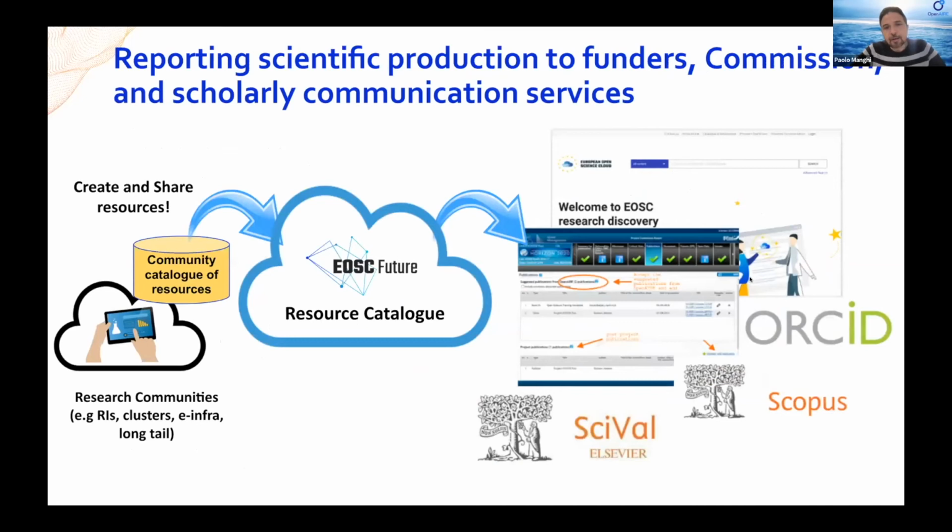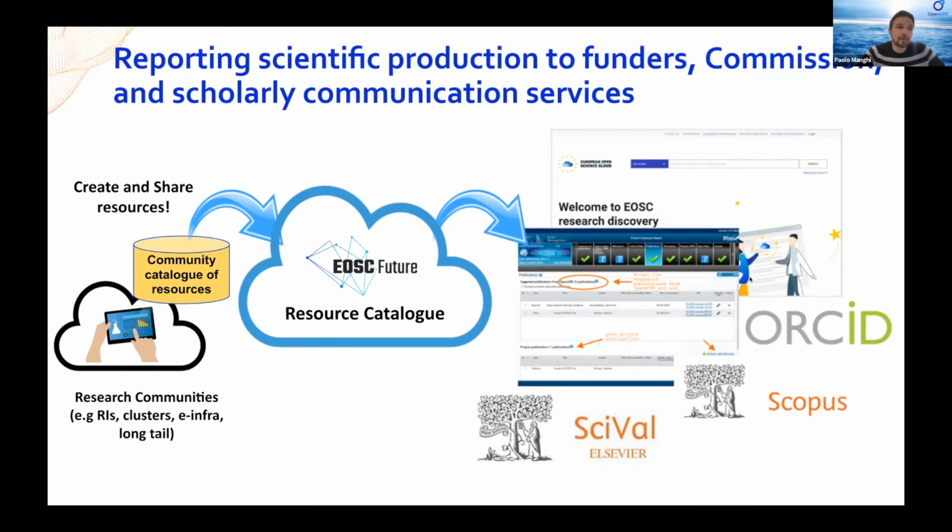Finally, not finally, because there's another slide, another important consequence of sharing resources through the EOSC catalog is that these are made available to the whole scholarly communication infrastructure. So to the services for reporting to the Commission, reporting to the funders, services that ensure scientific reward is properly achieved, and in a way that considers the overall scientific production. So it's not just about publications, it's also about data, it's also about software, how these are being shared, if they're open, if they're not open, if they are interrelated.